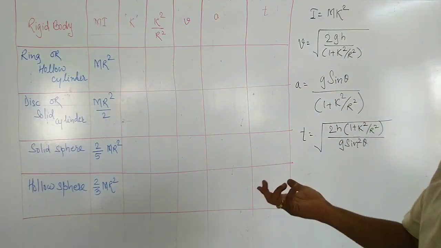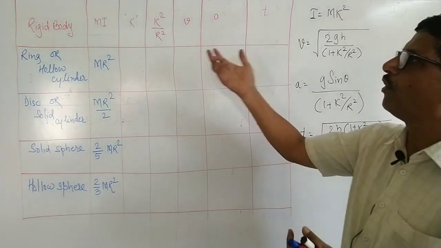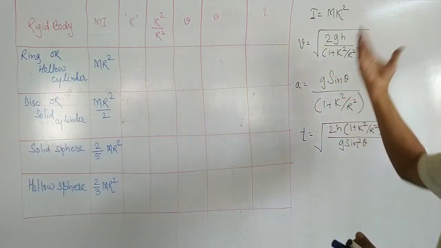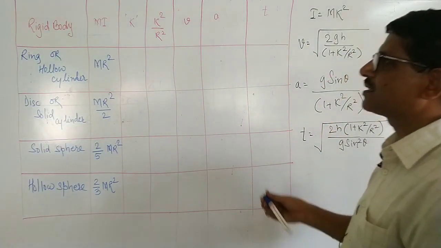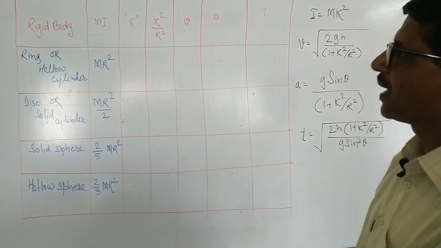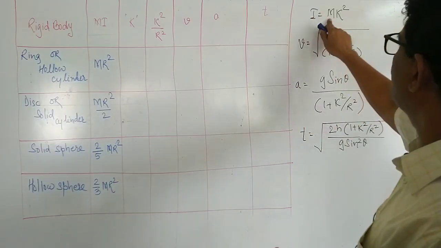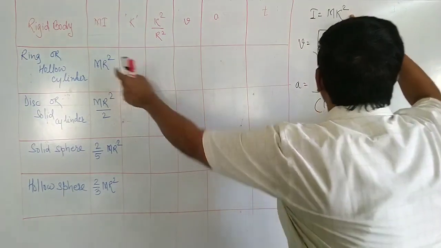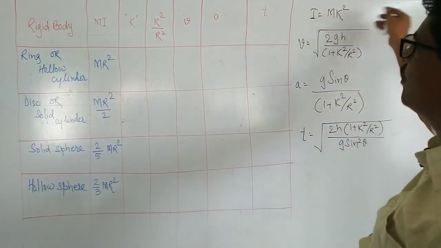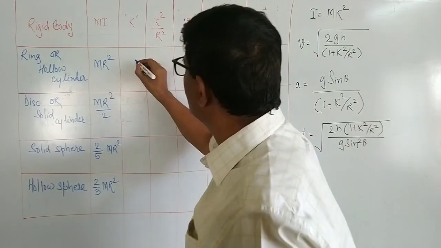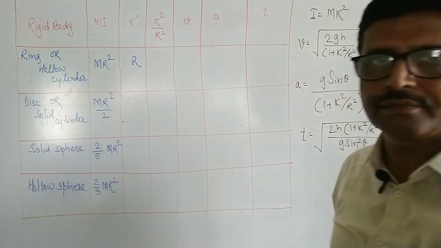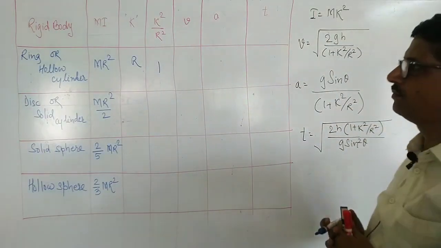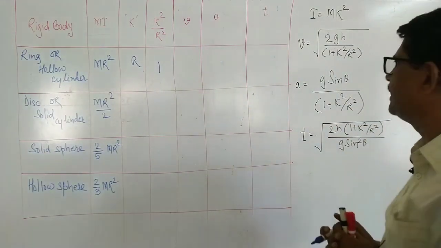Now we will start with finding the values of k²/r², then v, a and t. We will start with the first one. For the ring, I = mk², and if mk² is equal to mr², as we have taken from here, therefore k² = r², the value of k should be equal to r, and the value of k²/r² should be equal to 1. This is the one thing that we get.